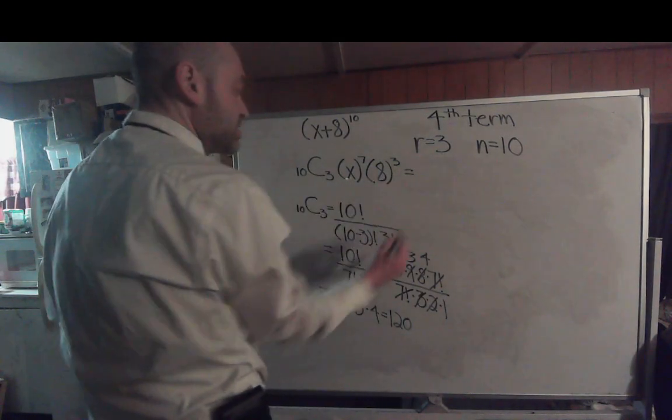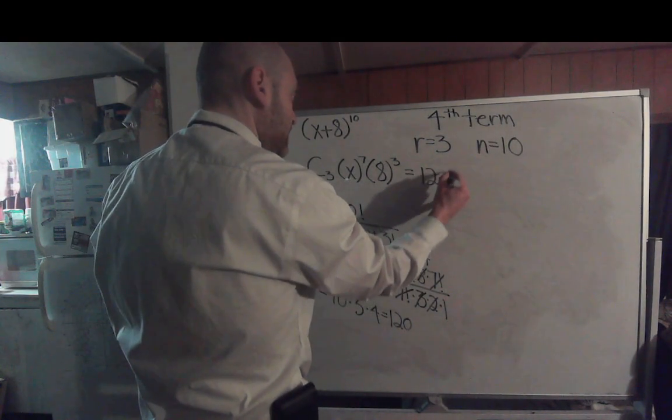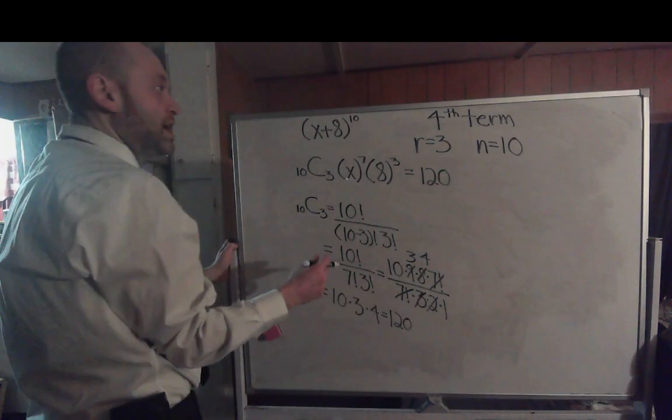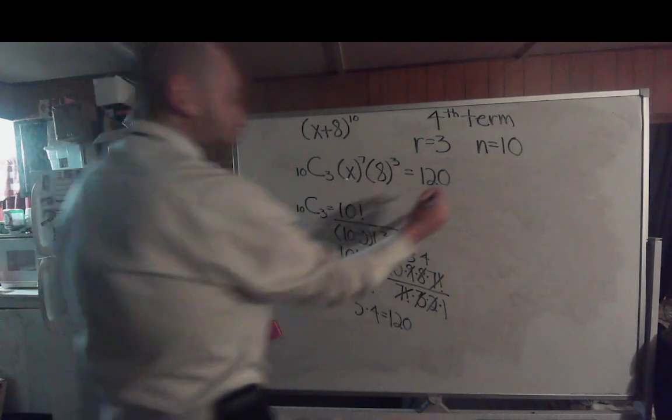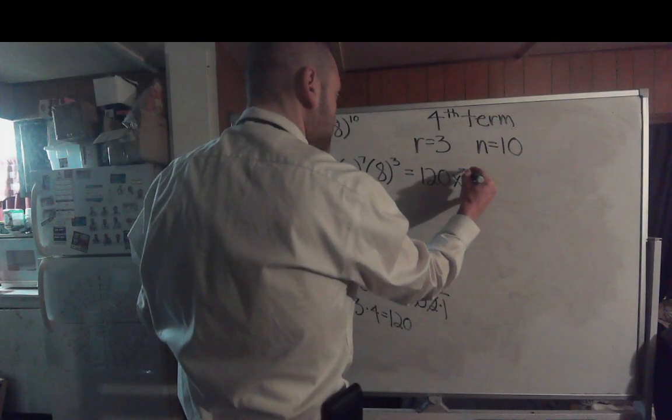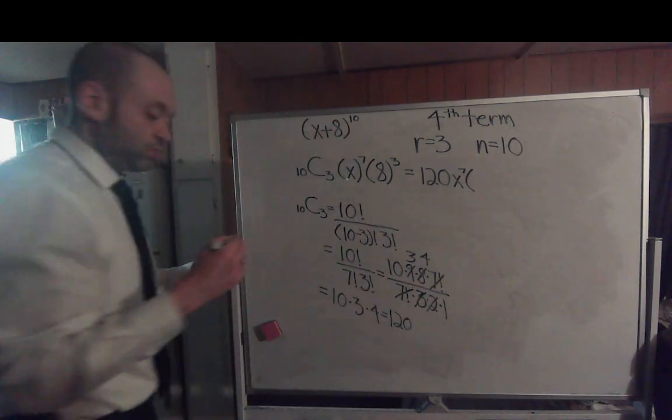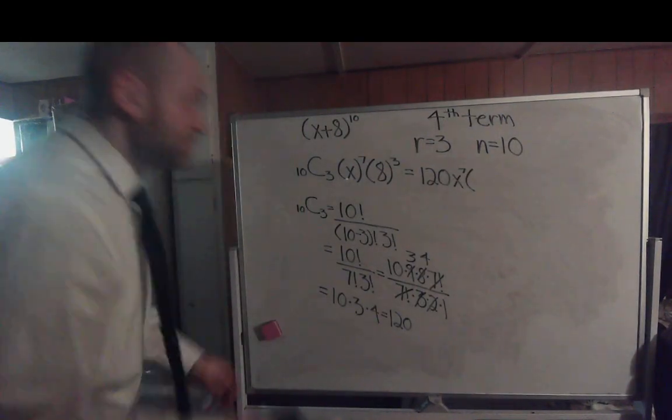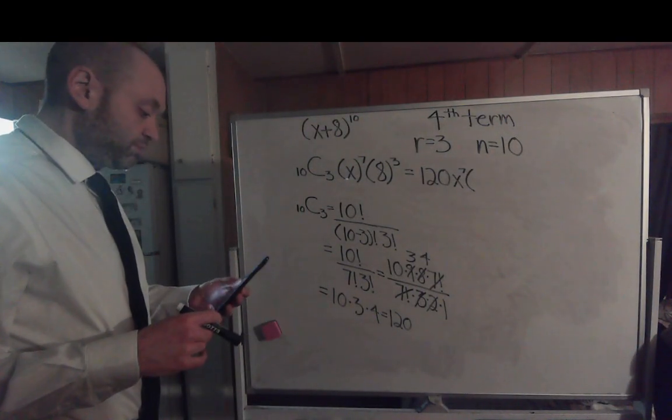So this will start turning into 120. Now you have x to the 7th, which will literally just be x to the 7th, times whatever 8 to the 3rd is. Let's figure out what 8 to the 3rd power is.